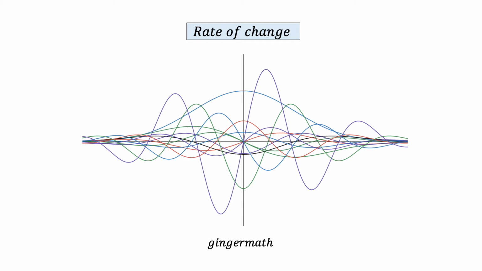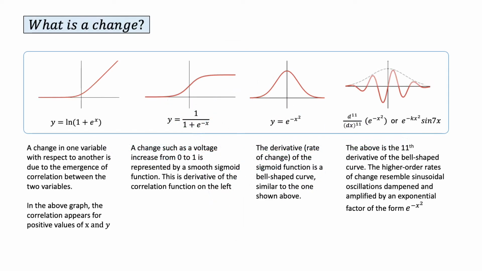In this video, I will talk about change and rate of change. So, what is change? We refer to change in a variable with respect to another variable. That means we imply that there is a correlation between the variables.